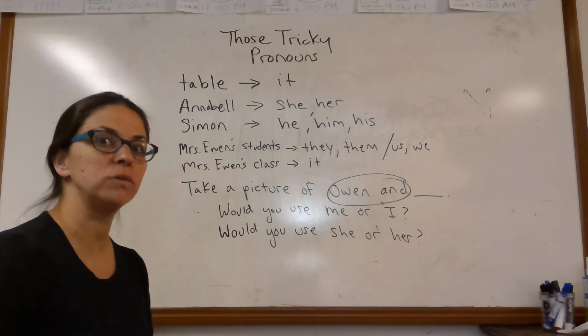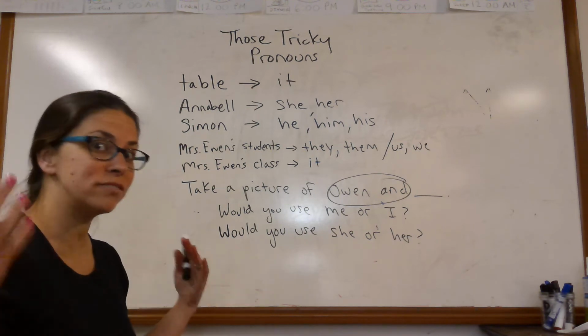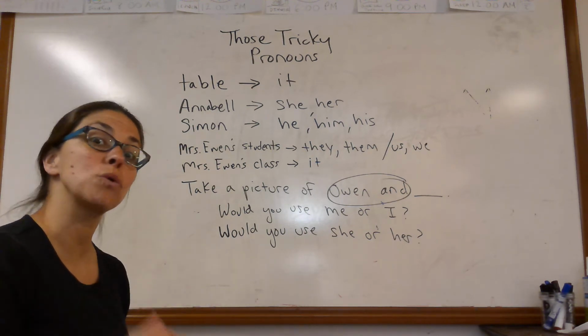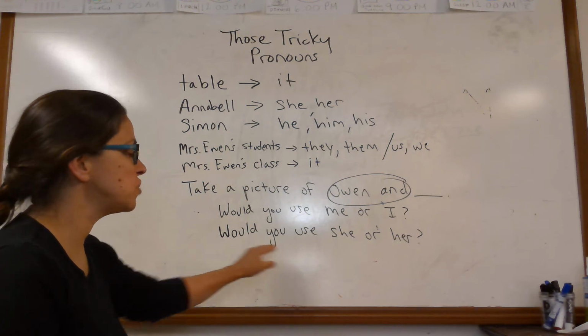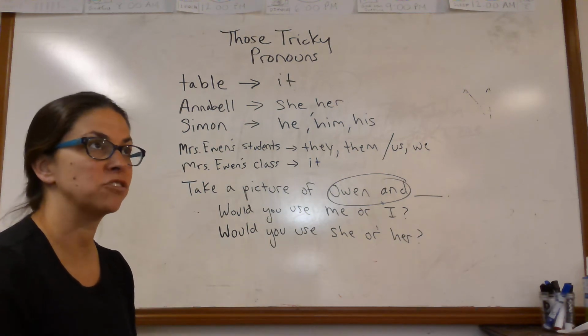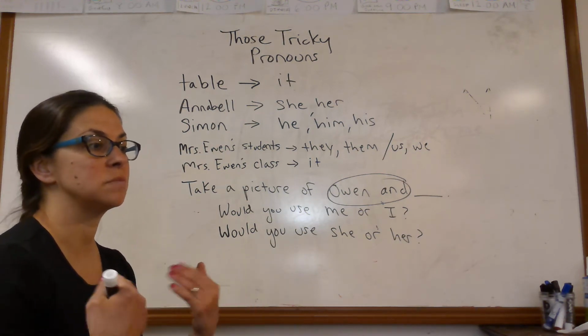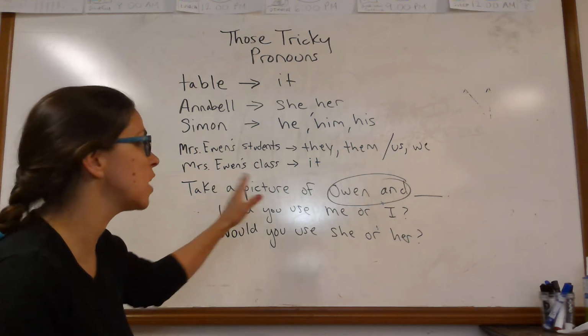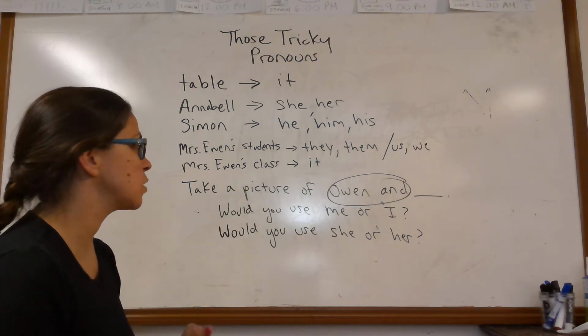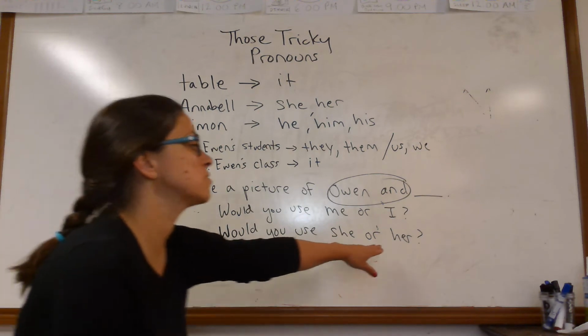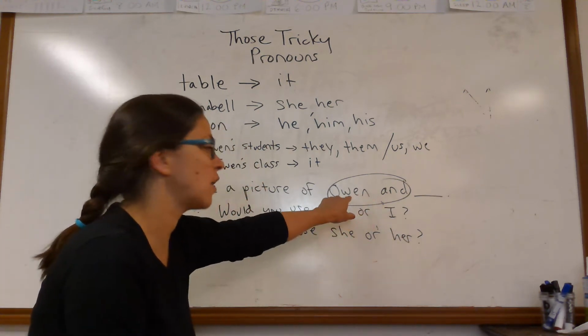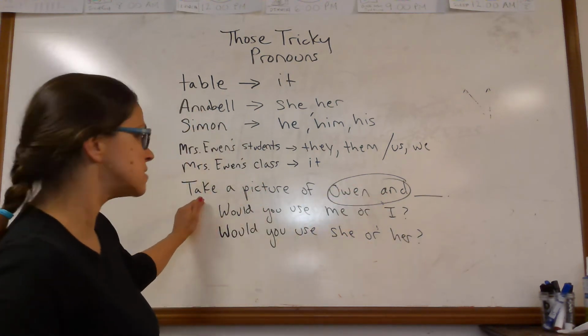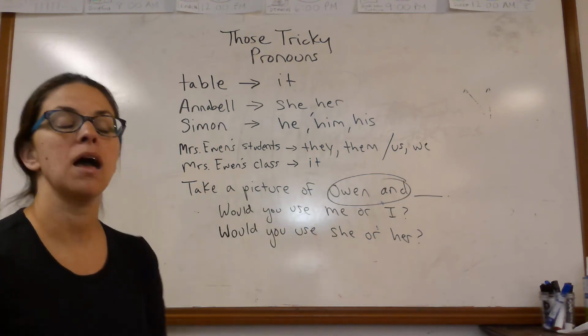A lot of people, though, are in the habit of saying, oh, take a picture of so-and-so and I. That's wrong. And then would you use she or her? Say I wanted to take a picture of Owen and my daughter. So would I say take a picture of Owen and she, or would I say take a picture of Owen and her? And the answer definitely would be her, because if you took out Owen and, it would make more sense to take a picture of her.